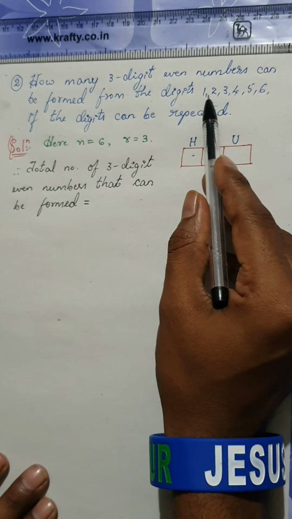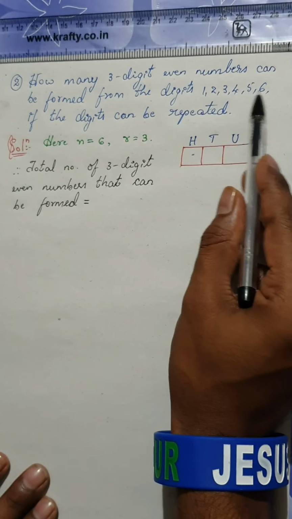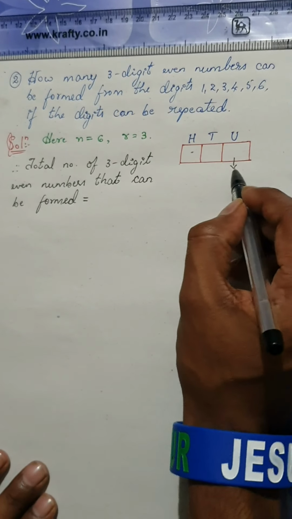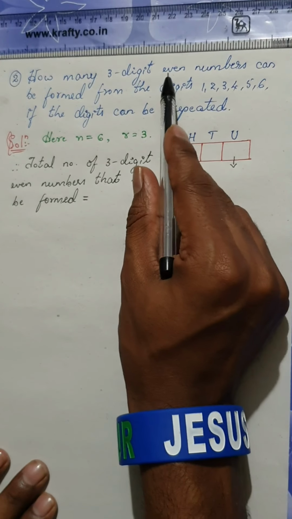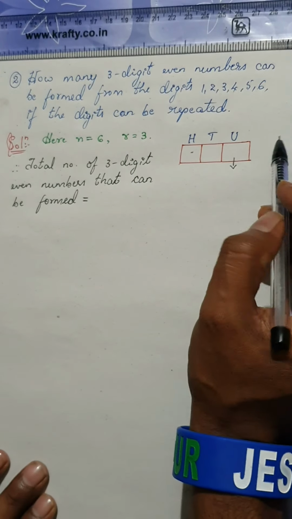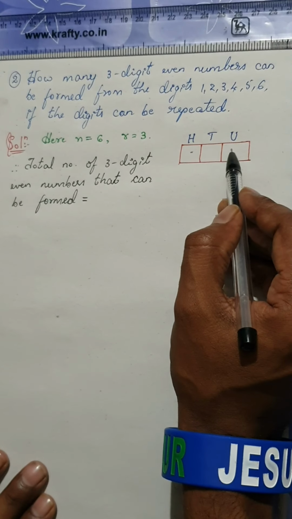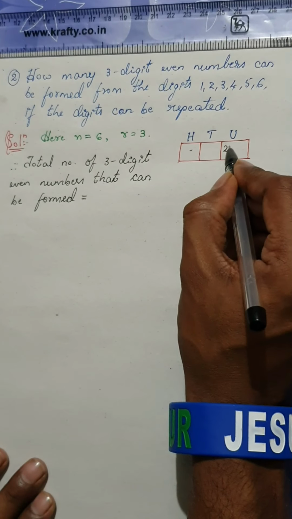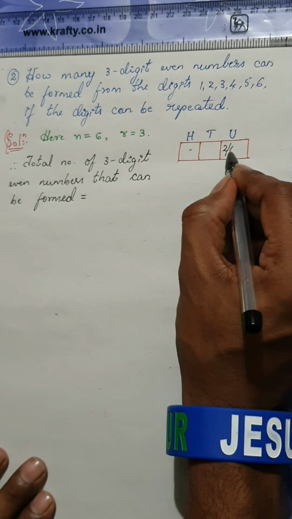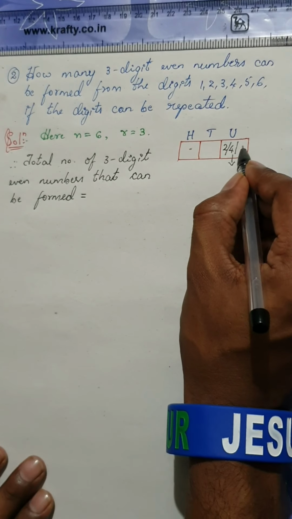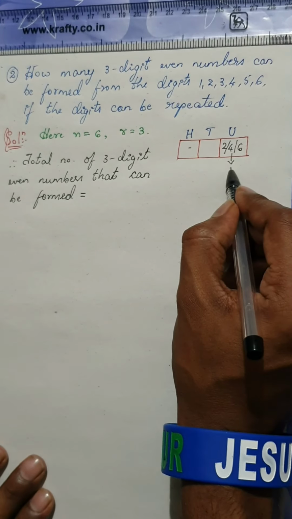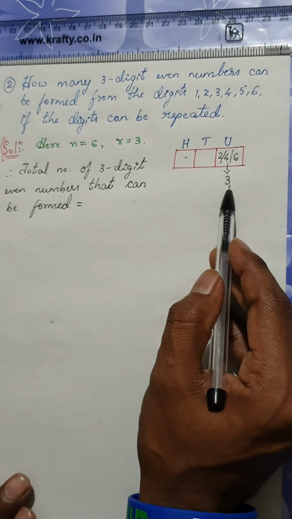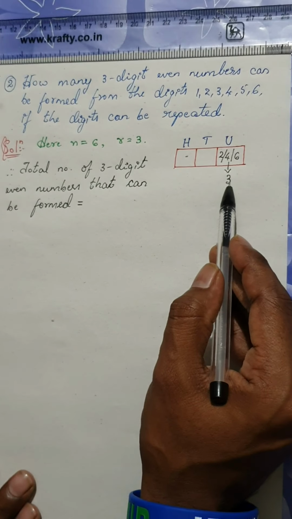Look at the digits which are allowed: 1, 2, 3, 4, 5, 6. Remember, there in the units place I could have taken any of the 6 digits. But here, because the number has to be even, the units place number should be even, isn't it? So the units place can be filled with 2, or 4, or 6. So the number of options for the units place is only 3 digits.